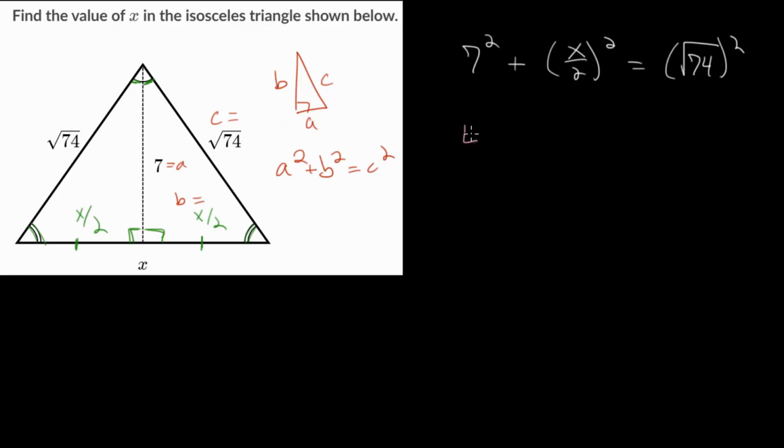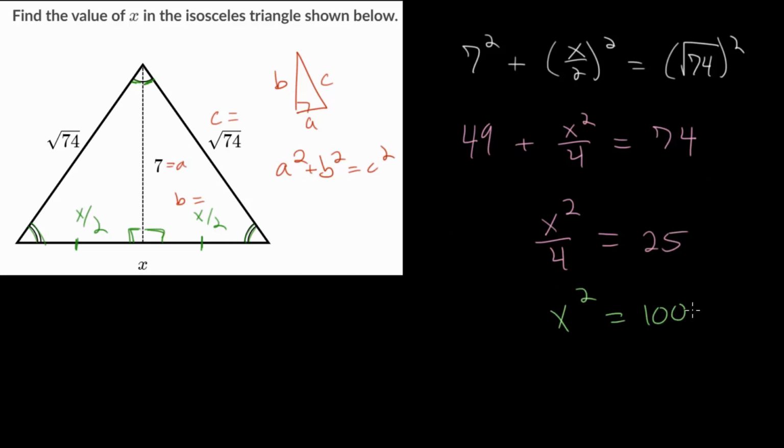So 7 squared, we know that's 49. X over 2 multiplied by x over 2 would be x squared over 4. And square root and square cancel, so that we just get back 74 here. And let's subtract 49 on each side of the equation. So that 74 minus 49, that's just 25. And we can multiply each side by 4. So that x squared is 100.